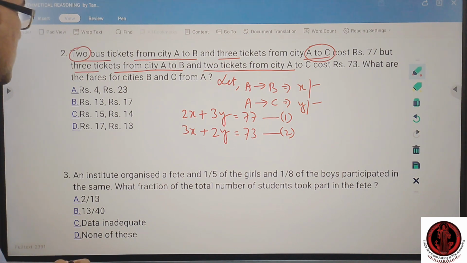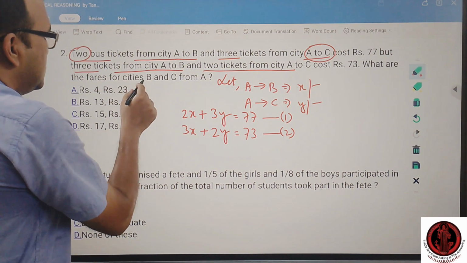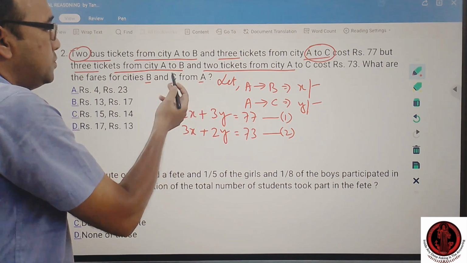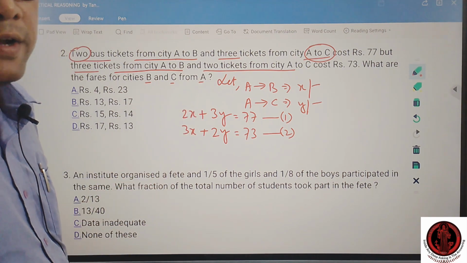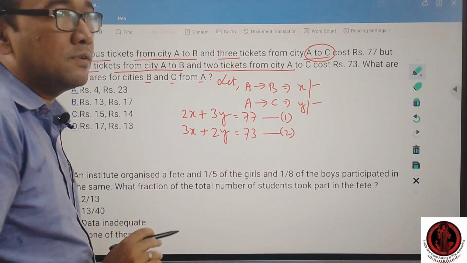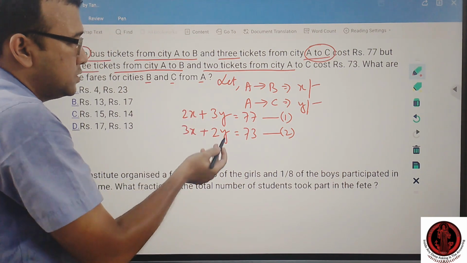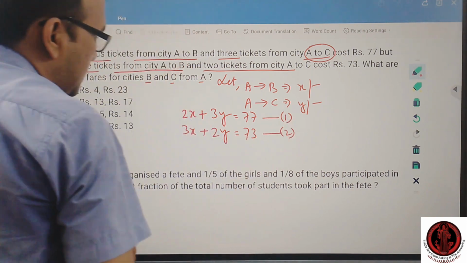Now what you have to find out? What are the fares from A to B and A to C? That means you have to find the values of x and y. You have to calculate. Just solve the two equations, 1 and 2.